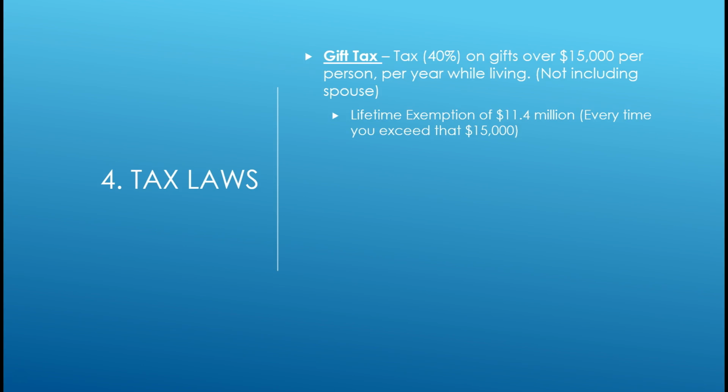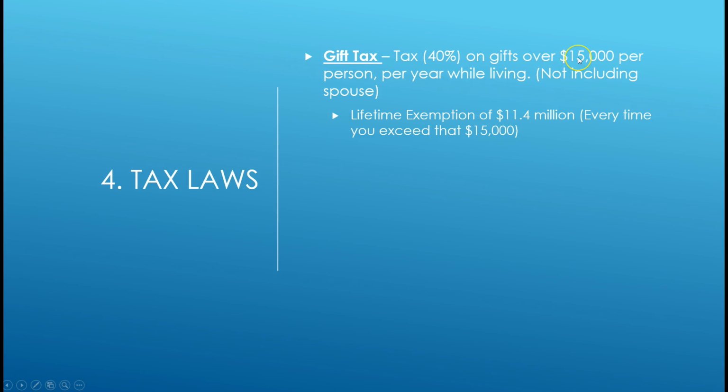The gift tax is this: it's a 40% tax on gifts that you give over $15,000 as of 2019 per person per year while you're living. Okay, so what you want to do? Let's pretend that you have some money, and you want to start giving this money away to your child or your grandchildren or whatever. You can give every year up to $15,000 per person per year. And anything above that, it's going to go into your lifetime exemption.